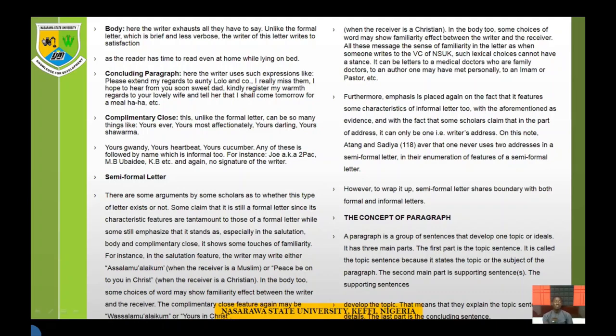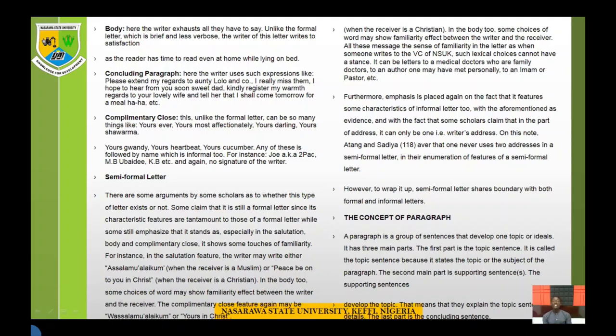This is unlike the formal letter. It can be so many things. Yours ever, yours most affectionately, yours darling, yours shawarma, yours lollipop, yours industry, yours whatever. You use whatever you can, whatever you want to use. No rules, unlike the other one we mentioned. It can be yours Gwandi, yours heartbeat, yours cucumber, any of this, followed by name in informal way too.